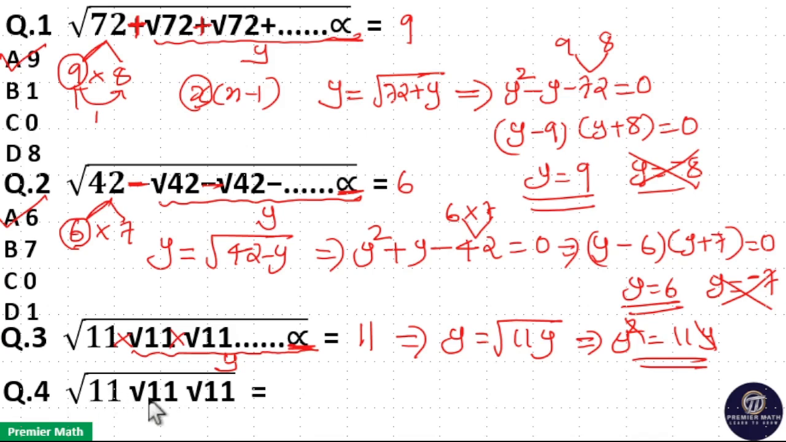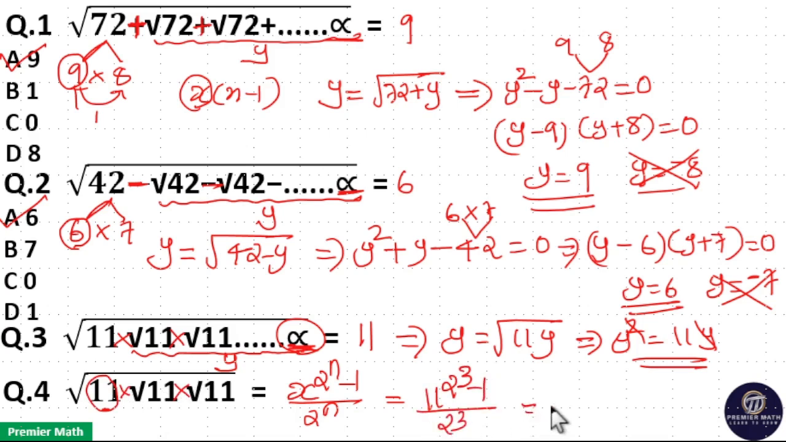Next is root 11 into root 11 into root 11. This is not up to infinity, this is just 3 terms. So your formula is x raised to (2 raised to n minus 1) divided by 2 raised to n. Here x is equal to the number 11, and 2 raised to n, n means the number of times the root appears. Here you have 3 roots. So 2 cube minus 1 divided by 2 cube, which is equal to 11 raised to (2 cube minus 1) which is 7. So 11 raised to 7 divided by 8.